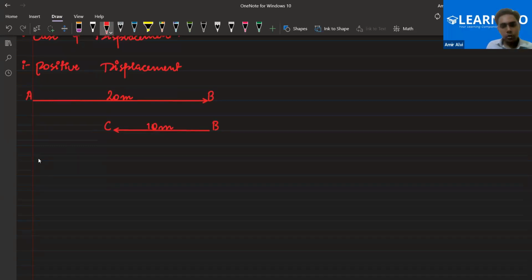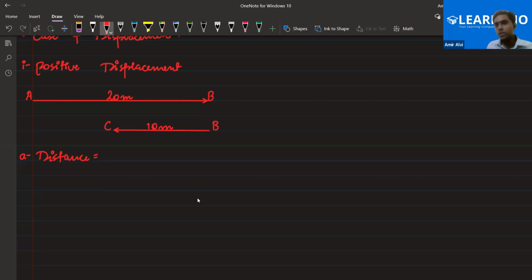First of all, tell me what is the distance in this case, and I will tell you the displacement after. Sir, distance is 30 meters. Anam said 30. Sarah? Astitva? Sir, 30 meters. Yeah, obviously 30, because distance will get added up.